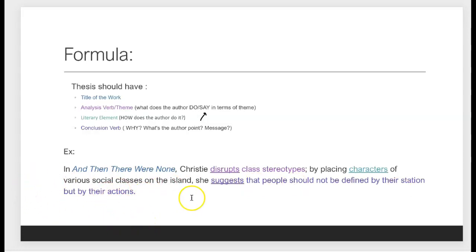And my entire paper is going to discuss the various characters, their various social classes, and how Christie disrupts those expectations to ultimately suggest that people shouldn't be judged by their position in society, their status, and judged by their actions. So that's the kind of formula that you need when establishing your own thesis statement.